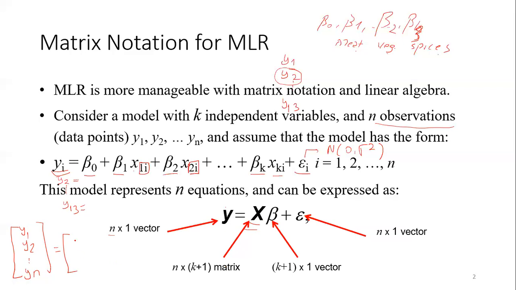So what does it mean? You have n rows here. This is the number of rows, and this is the number of columns. K plus 1 columns means that, remember, we have beta 0, beta 1, up to beta k. So you have k plus 1 betas. That's why you have k plus 1 columns, and you have n rows because you have n observations. So beta is a k plus 1 vector.